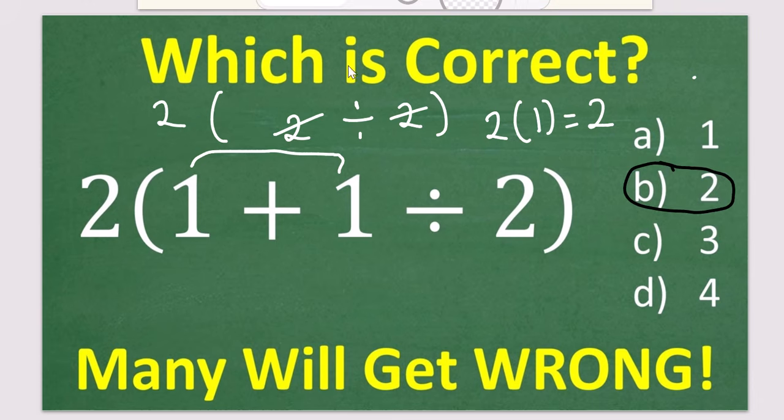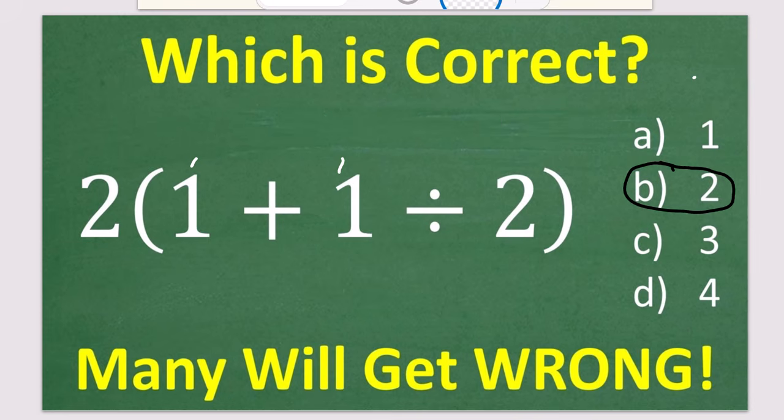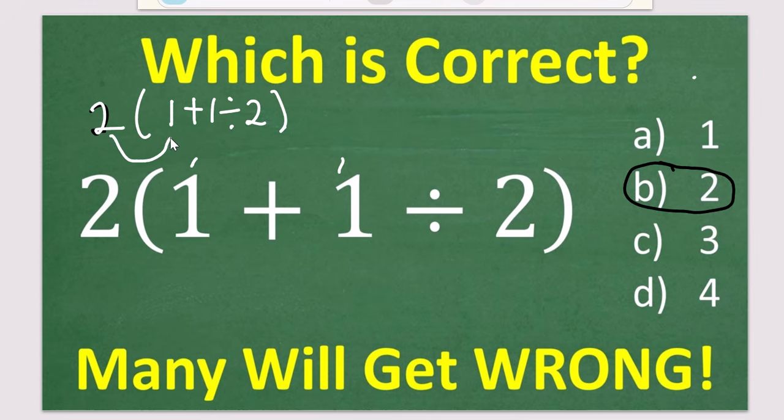And alternatively, people might choose another way of solving this problem. The alternative way of doing it is by saying we have 2 into parentheses of 1 plus 1 divided by 2. The approach is factorizing out these parentheses, 2 multiplied by 1. You can use that method by saying 2 multiplied by 1, we have 2, plus 2 multiplied by 1 again, we have 2.